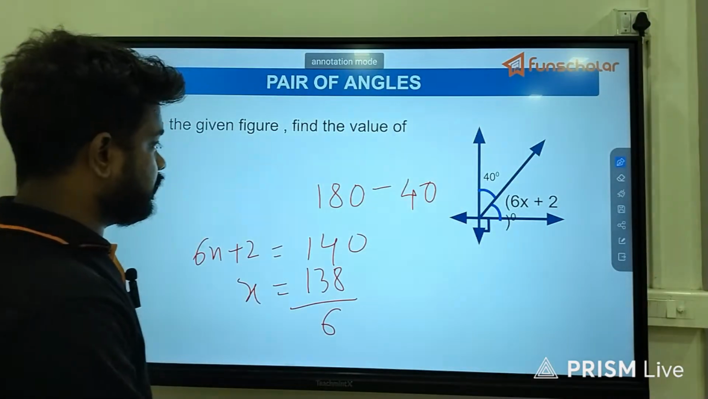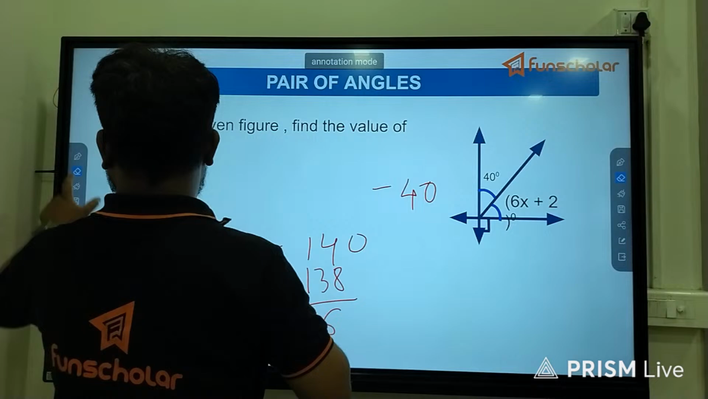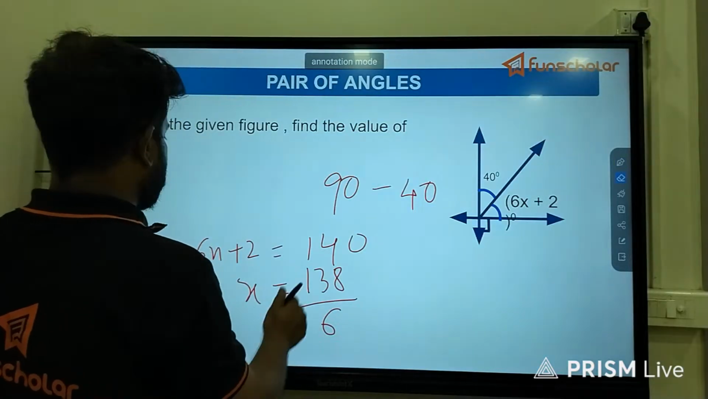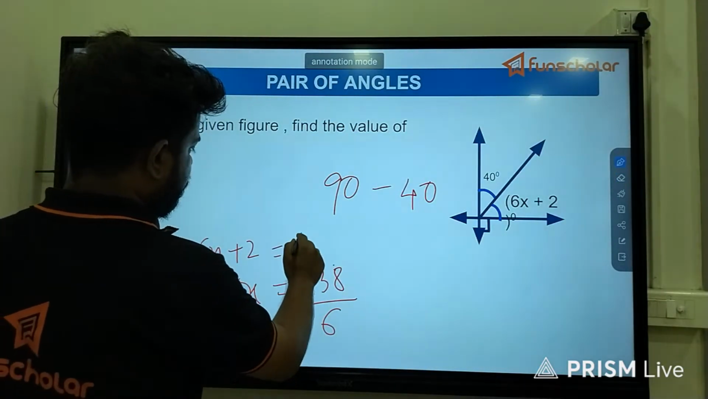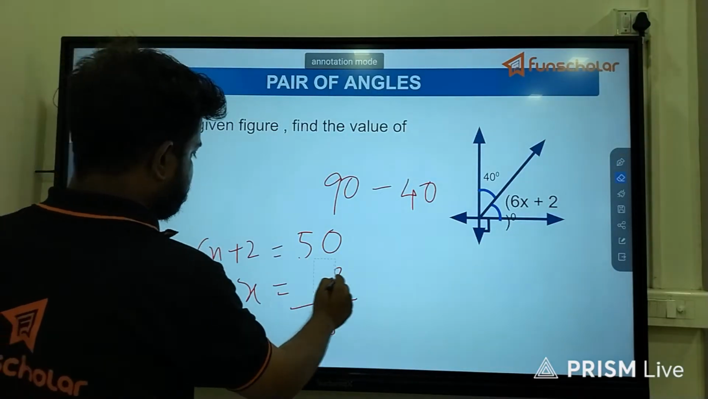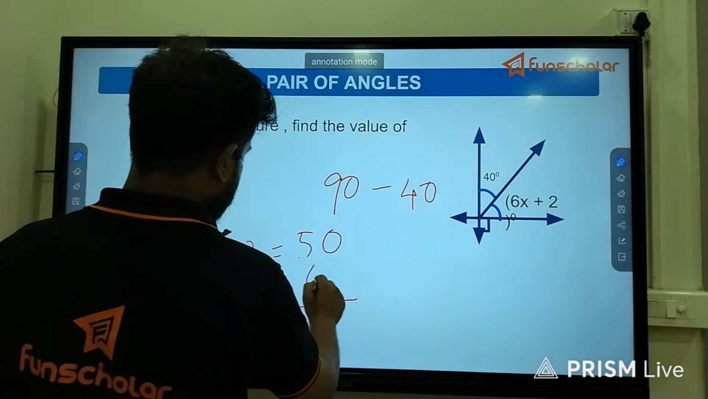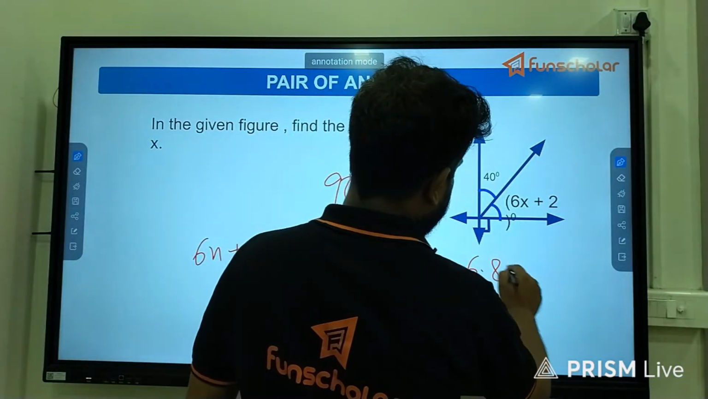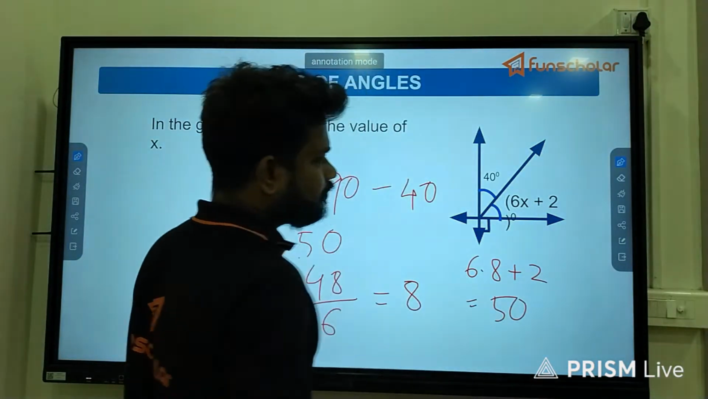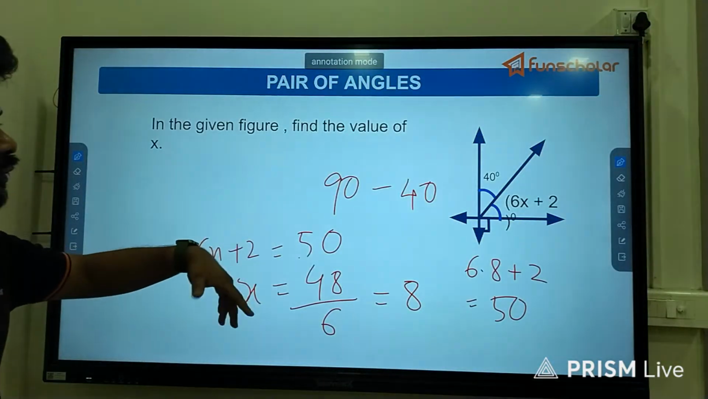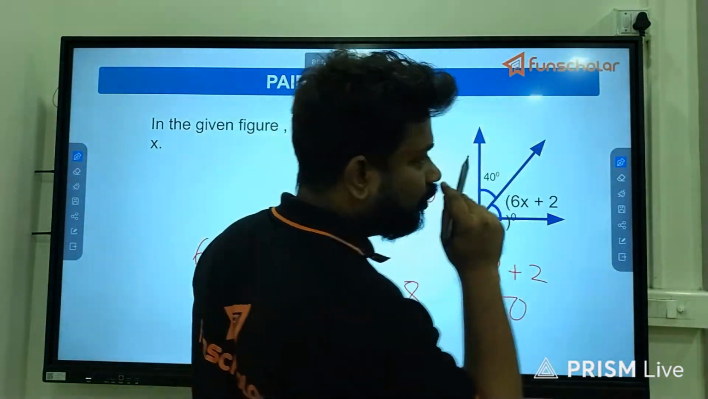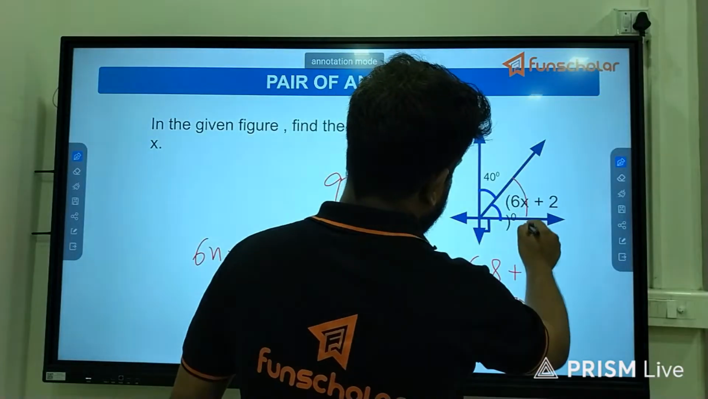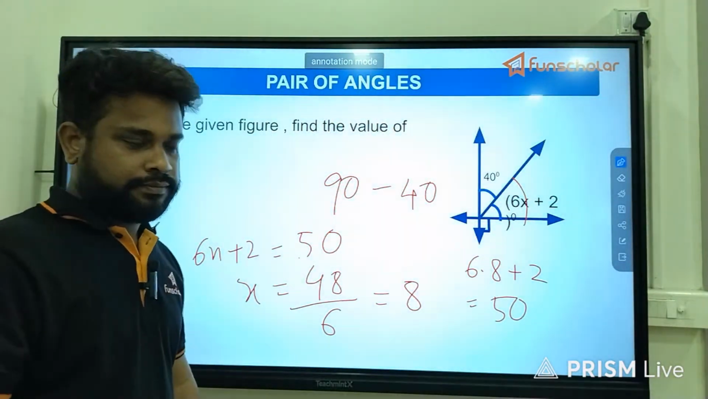Generally, because, oh, sorry. 90 minus 40, because this is the 90. So 90 minus 40, we get 50. And 50 minus 2 is 48. So x is 8. So 6x plus 2 will be 50. Okay. So if you go by the formula, you will be getting 50. But if you don't follow the complementary angles formula, if this one is 40, this one will be 90 minus 40. So that is 50. Okay.